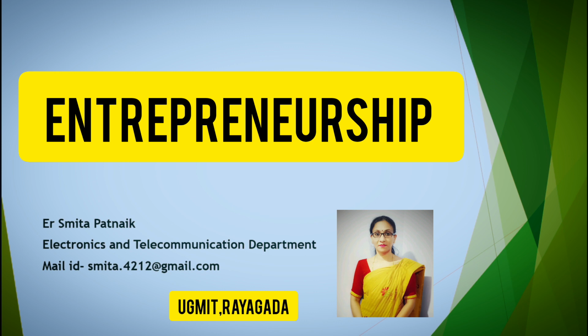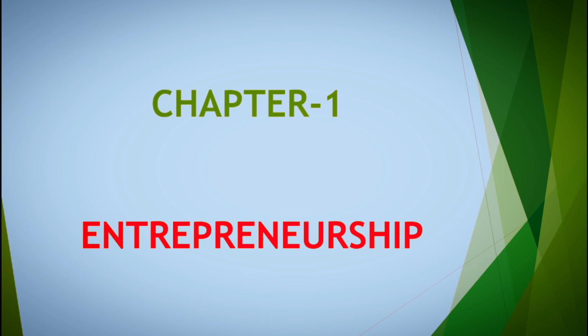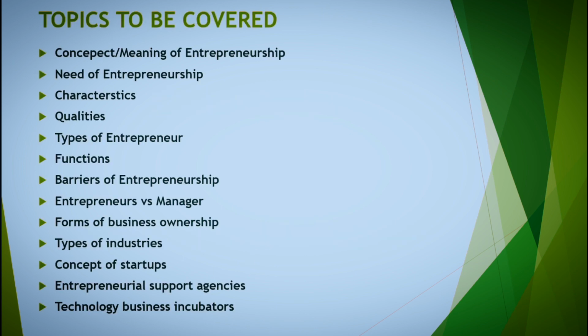So let's discuss entrepreneurship. Chapter 1, Entrepreneurship. The topics to be covered: concept or meaning of entrepreneurship, need of entrepreneurship, characteristics, qualities of an entrepreneur, types of an entrepreneur, functions. Next come barriers of entrepreneurship, entrepreneur versus manager, forms of business ownership. Next, types of industries, concept of startups, entrepreneurial support agencies, and last but not the least, technology business incubators. So, we discuss one after another.